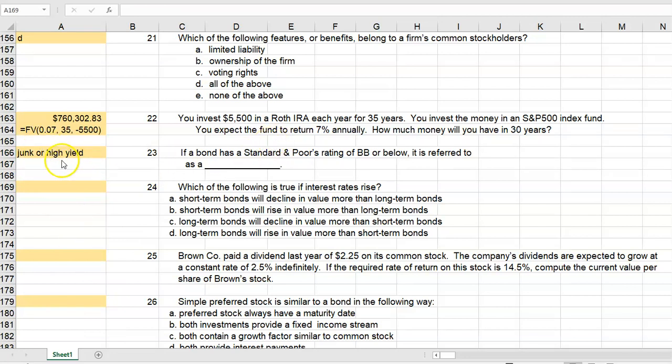Why are these called high yield? Because they pay a high rate of interest. Why do they pay a high rate of interest? Because they stink. I shouldn't say that. I should say that they're risky.